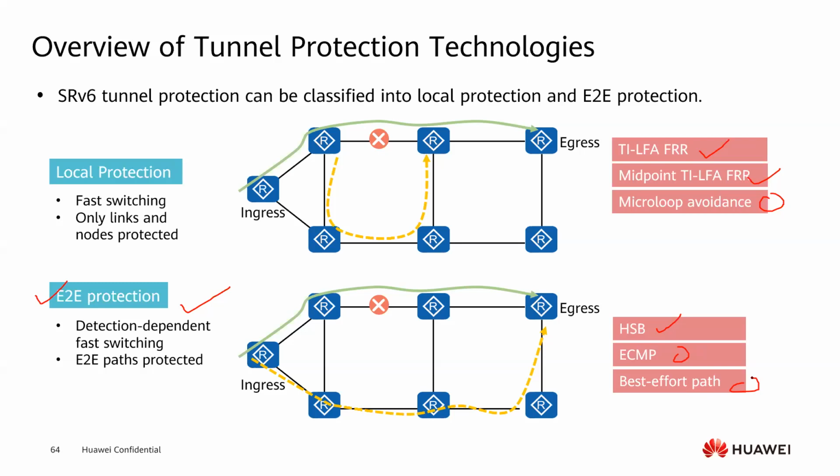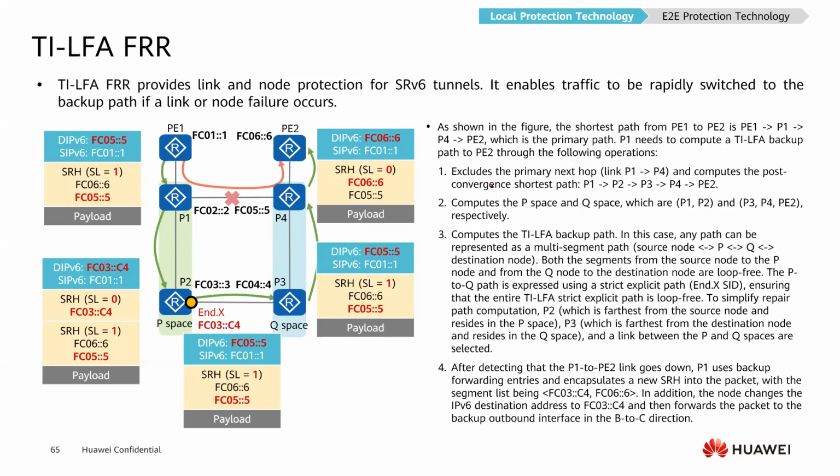Okay, so let's look at how we do it. First is the TI-LFA FRR. About the concept of TI-LFA FRR, why we need the FRR, what is the FRR situation, why we need the TI-LFA algorithm, we actually already mentioned yesterday. But in short, for TI-LFA, no matter which kind of topology you are facing, you can always use TI-LFA to find a bypass tunnel.